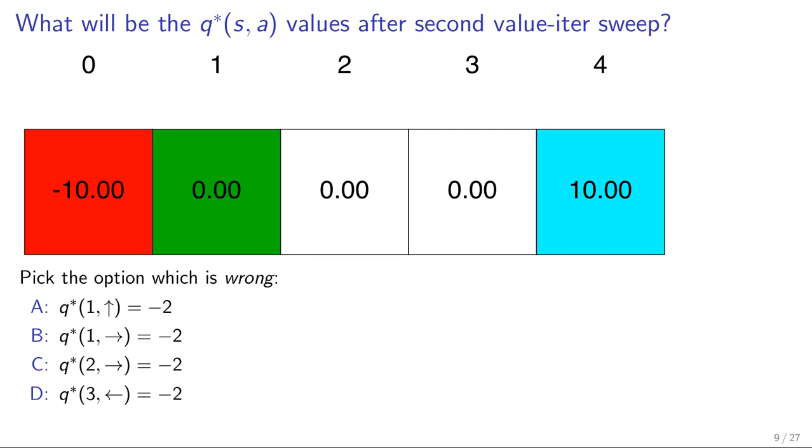So everything seems to be -2, but one of them is wrong. So it's important that these are the Q values, not the values. That means you're fixing the action. Okay. So let's write down what we are talking about. So we're talking about this square. That means you're here in the second sweep and you're going up.